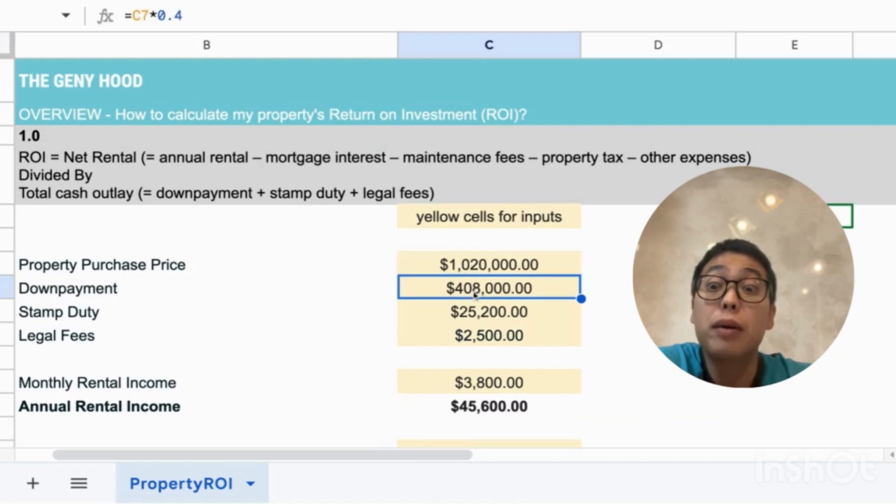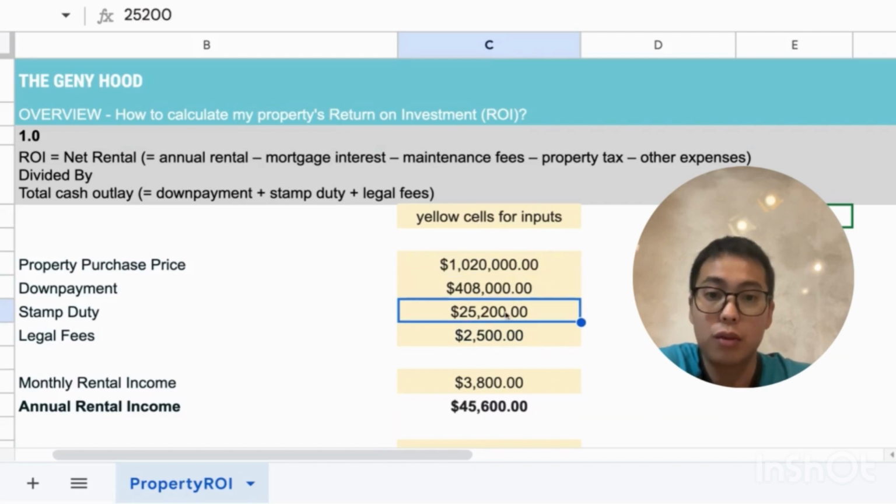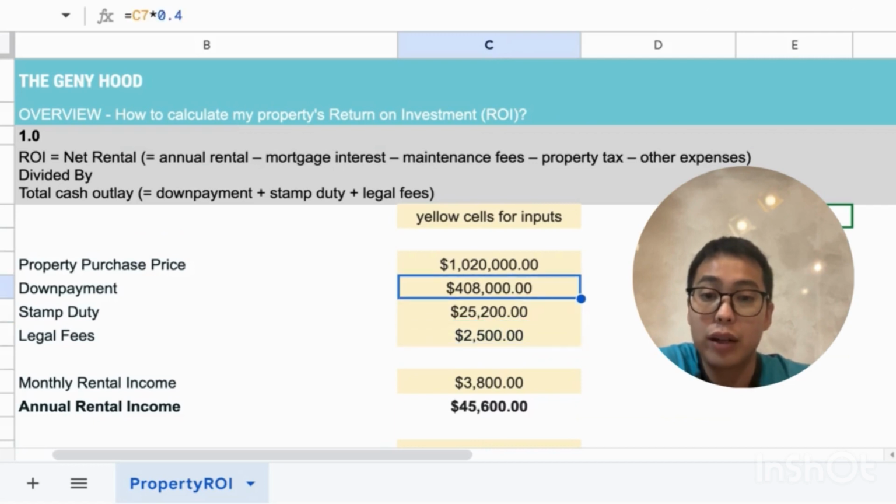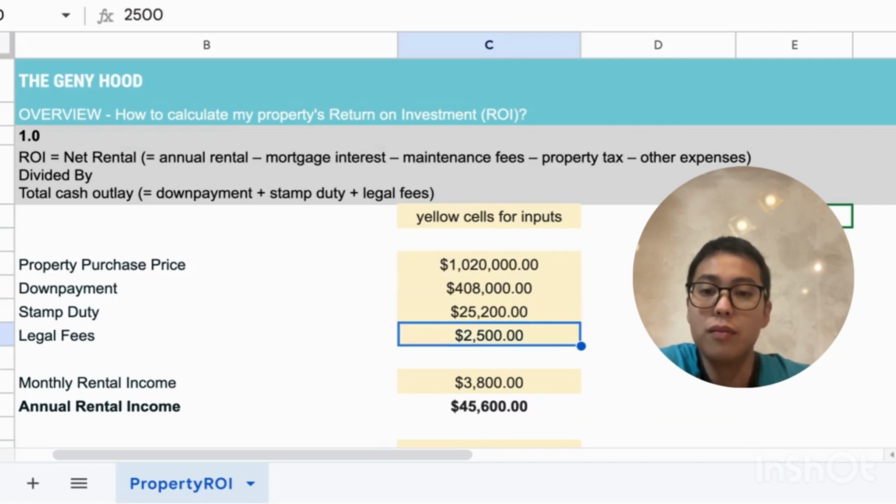Then the down payment, you actually pay in cash 408,000. Maybe you use CPF, but mostly cash, no matter what, it's your money. The stamp duty 25.2K, legal fees 2,500. So this is what you pay: 408 plus this one plus this one.